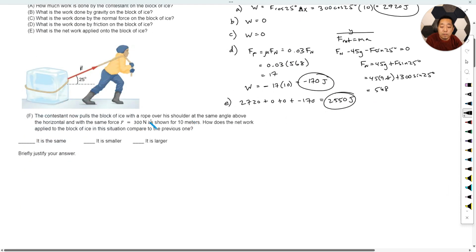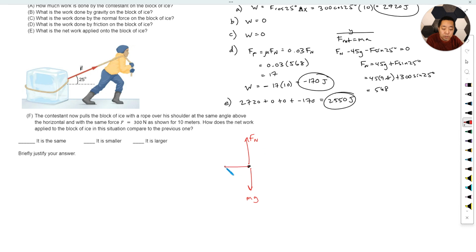Now the contestant pulls the block of ice with the rope over his shoulder at the same angle above the horizontal with the same force as shown. How does the net work applied to the block in this situation compare to the previous one? Well, let's think about the free body diagram and all the forces that are acting. We still have mg, we still have Fn, and we still have a frictional force. But our force is up at an angle like this instead. This is still 25 degrees. And so when we decompose it, we get F cosine 25 degrees and F sine 25 degrees. Now the displacement is still to the right, and the F is still the same 300.